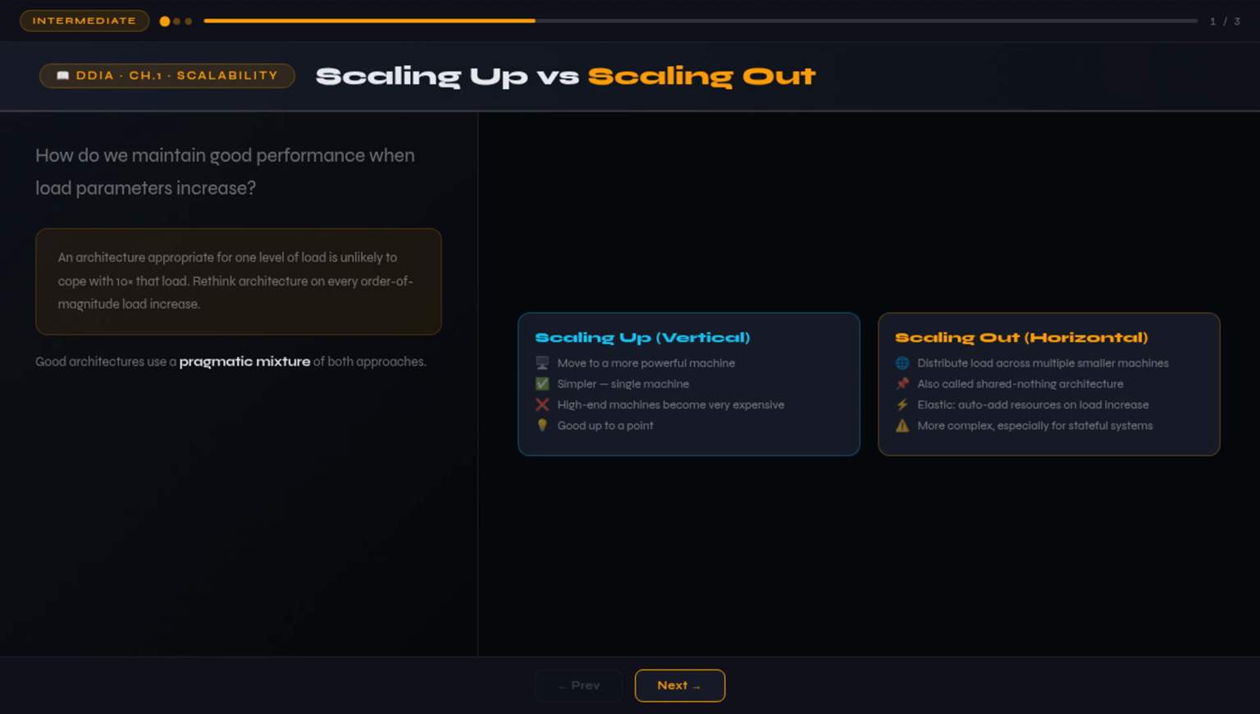Now we get to the practical question. Once you know your load parameters and you know your performance targets, how do you actually design a system to handle the load and cope when load grows? The book starts with the classic debate, scale up versus scale out.